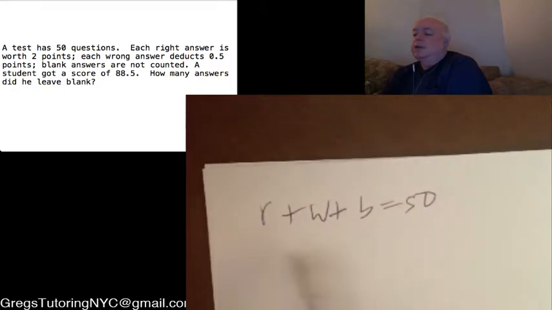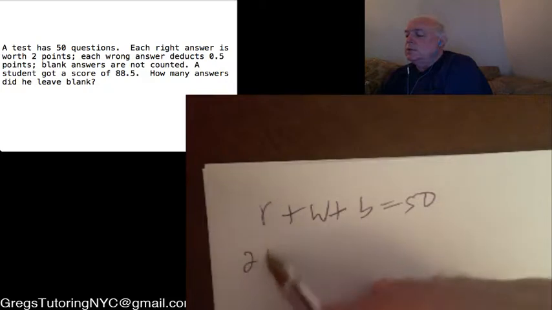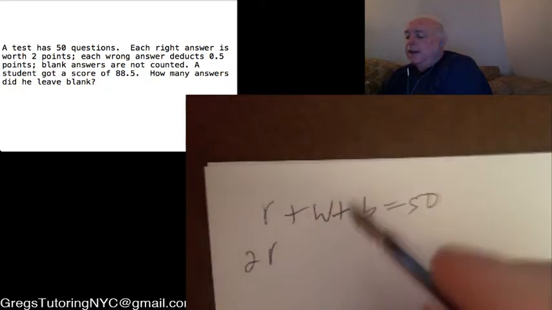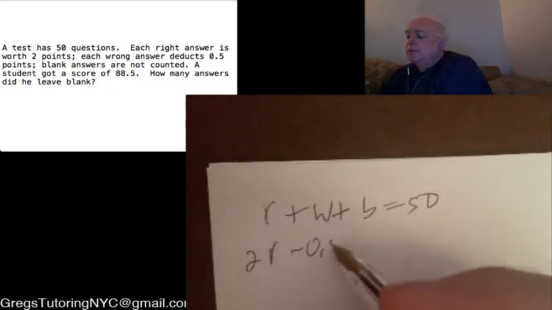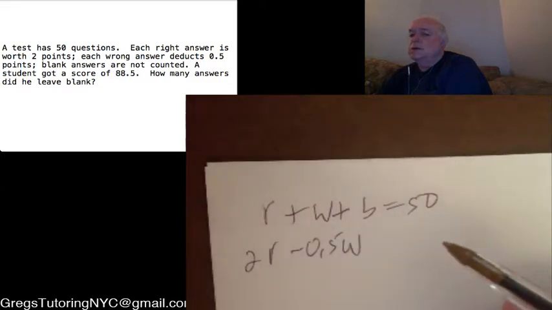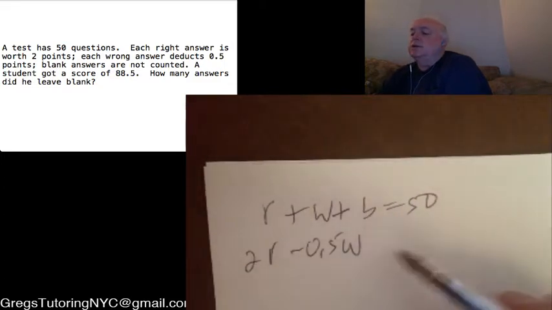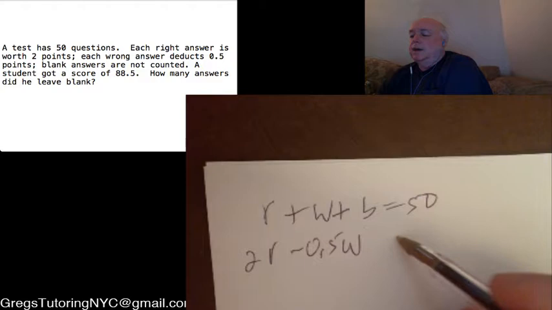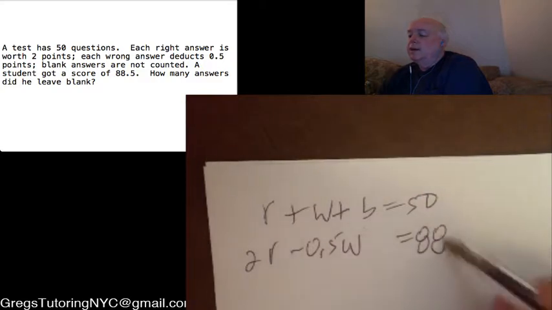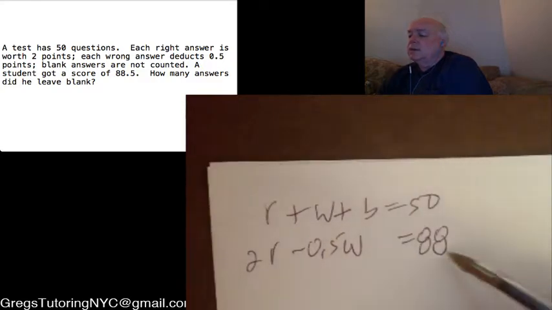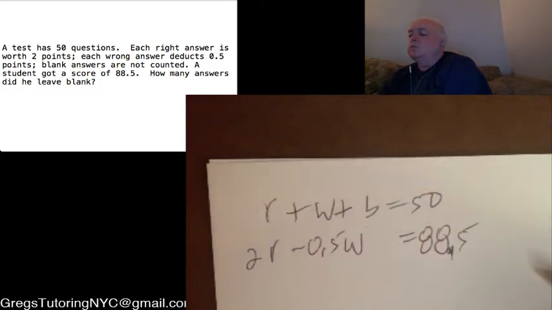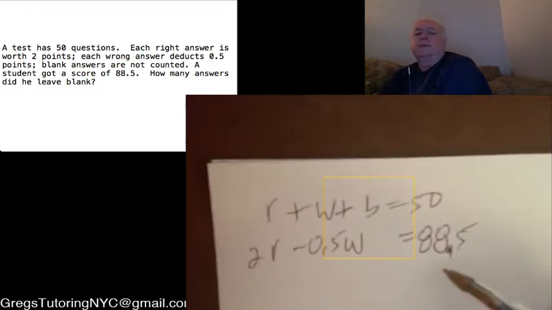Okay? And then the scoring goes that you get 2 points per right question, and you get half a point off for every wrong question. And a blank is 0, so it doesn't matter. Okay? And whatever they did in this process, they got an 88.5 on their exam. All right? So this is what we're given at the moment.